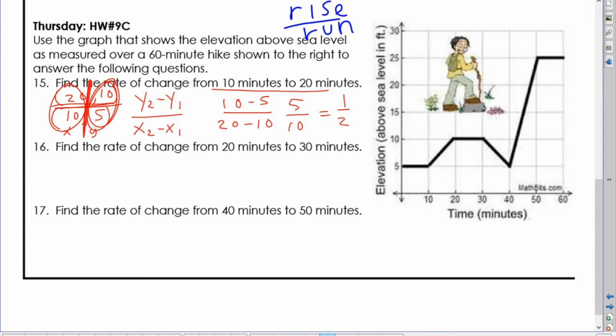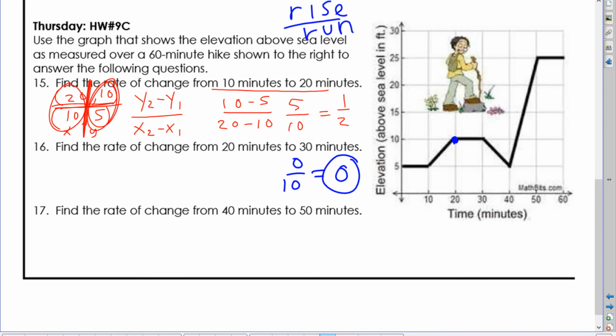All right, let's take a look at number 16. Find the average rate of change from 20 minutes to 30 minutes. Well, we practiced this a long time, and you should know what a horizontal line has a slope of. But let's prove it mathematically. So we can use points, or we can count rise and run. It looks like my rise is 0, and my run is 10. So it looks like I'm probably going to get a result of 0 divided by 10, which is 0.